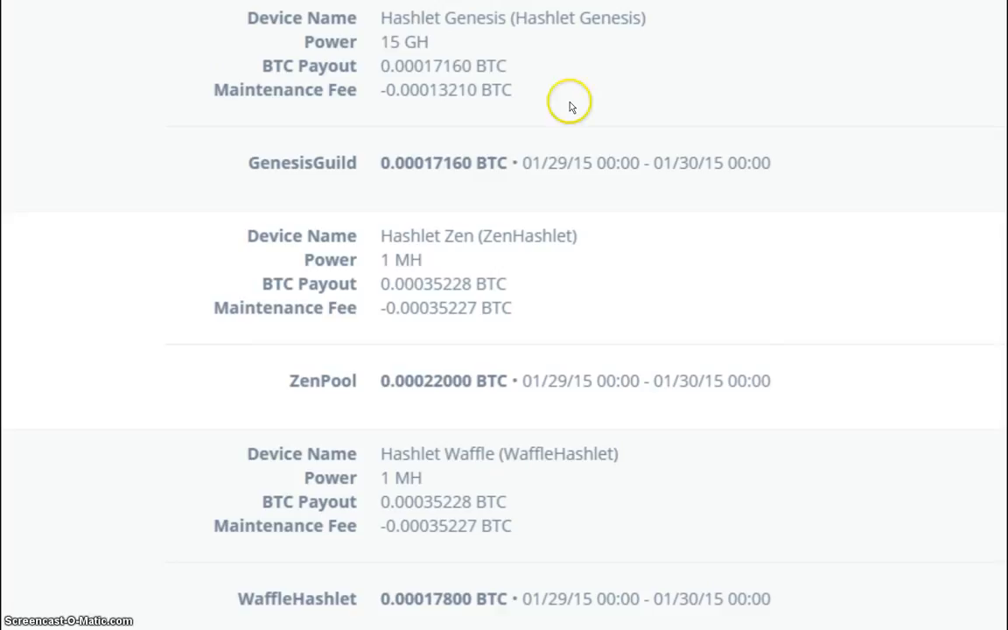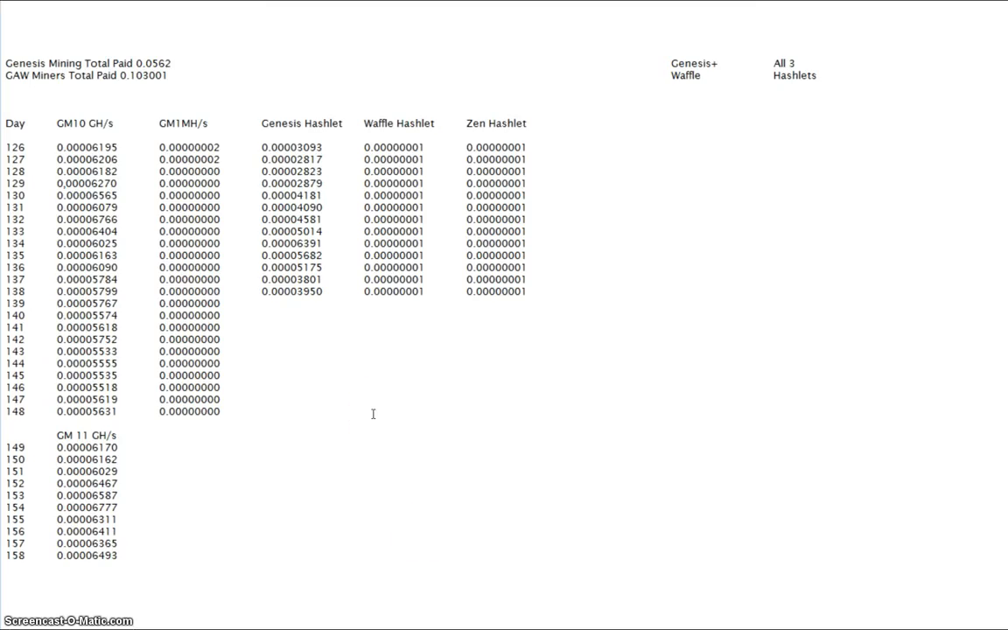So yeah, that was what happened. The Hashlet Zen payout was 1 Satoshi again, and the Hashlet Waffle payout was only 1 Satoshi again as well. So what I've done now is brought up my notepad, just so we can have a compare. Day 126, my last day's payout, is at the top here.